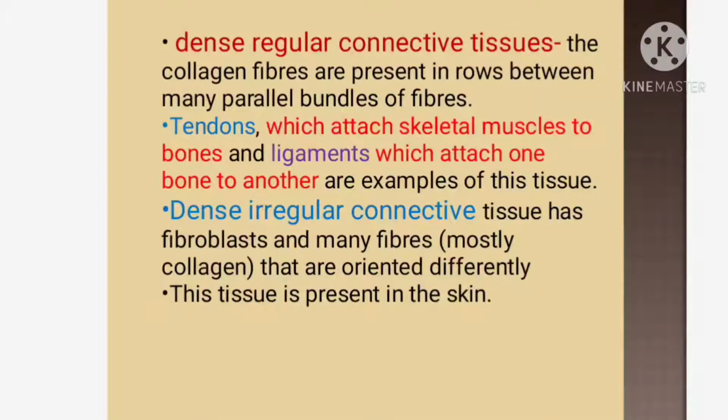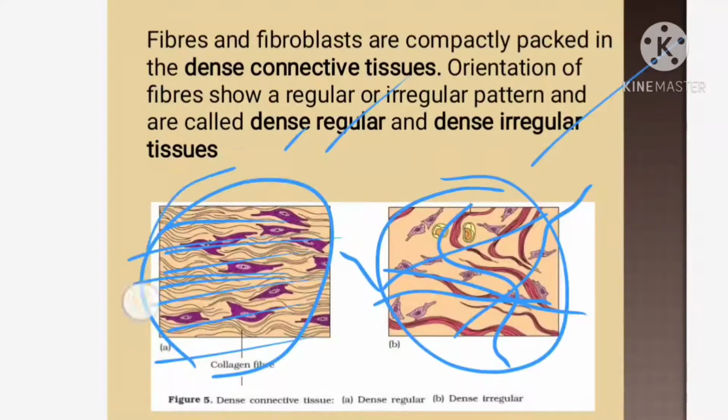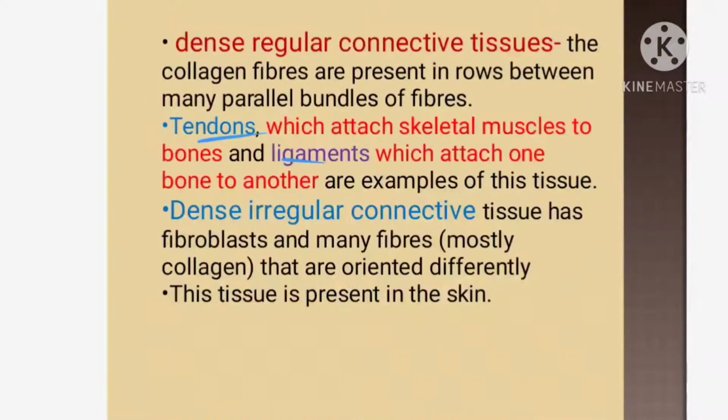Now this dense regular, I told you, is divided into two. What are they? One is your tendons and another one is your ligaments. So the fibrous cells are somewhat like this only, okay? So these tendons and ligaments, when you see, tendons are made up of one fiber and ligaments are made up of a different set of fibers. So what are these fibers made up of? They are made up of some sort of proteins.